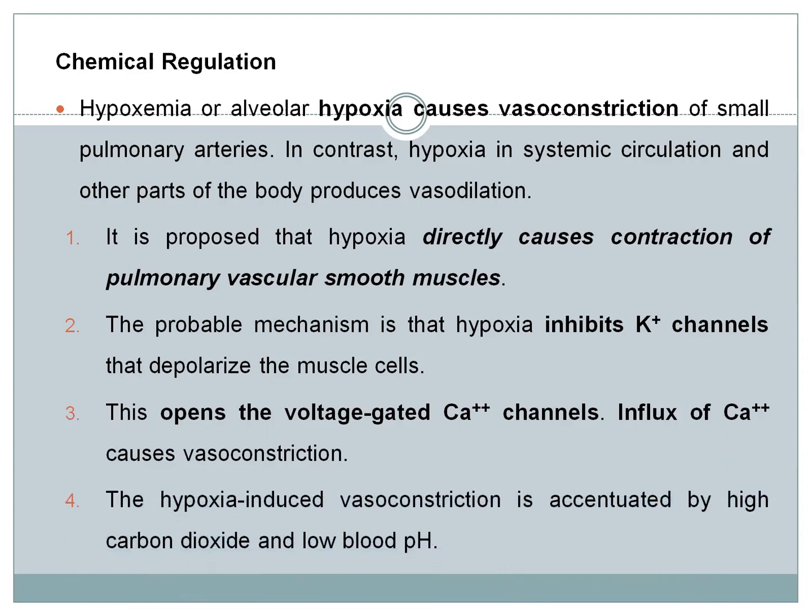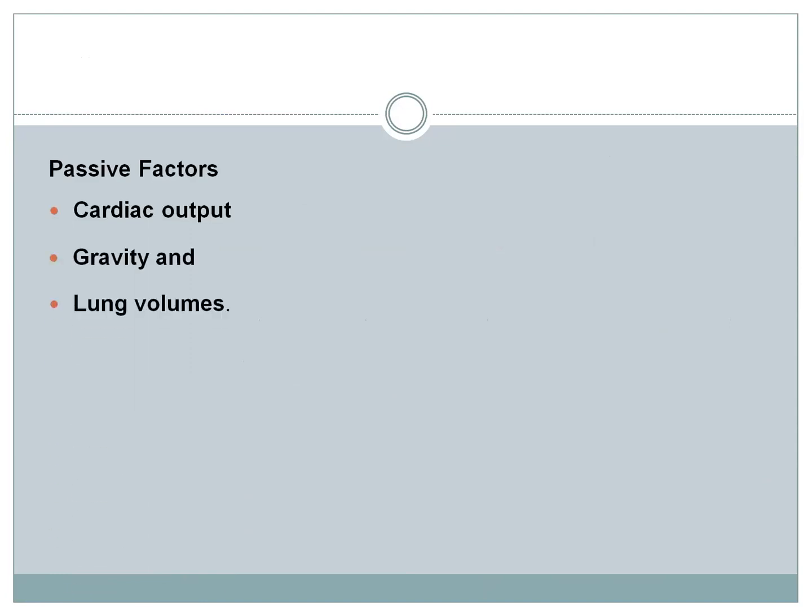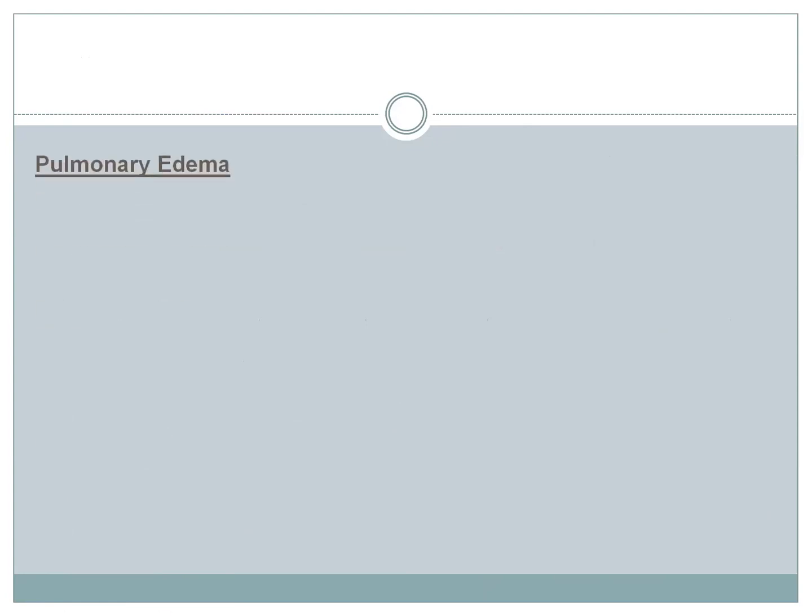The hypoxia-induced vasoconstriction is accentuated by high carbon dioxide or low blood pH. So if hypoxia is along with high carbon dioxide and low blood pH, then the vasoconstriction will be accentuated. The passive factors are cardiac output, gravity, and lung volumes. These are the three passive factors which are going to regulate the pulmonary blood flow.